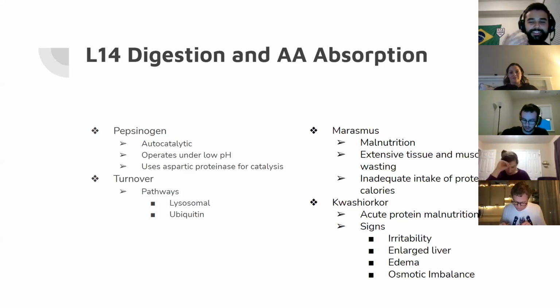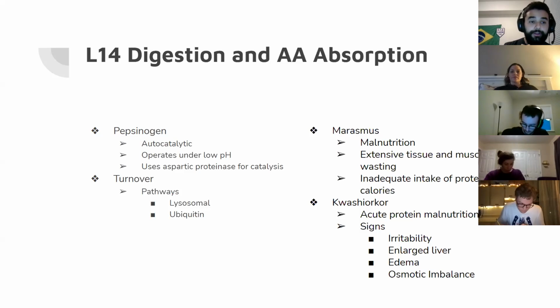So marasmus is basically malnutrition, right? You're not getting adequate macromolecules that you need to survive. This is showcased with extensive tissue and muscle wasting, and it's caused by inadequate intake of proteins and calories. This is what we associate with famines, right? Kwashiorkor is a little bit different. Kwashiorkor means that you still have an adequate calorie intake, but you have a protein malnutrition, okay? These have very specific signs and symptoms that we don't really see with famine, right? These signs are irritability, enlarged liver, edema, and osmotic imbalance.